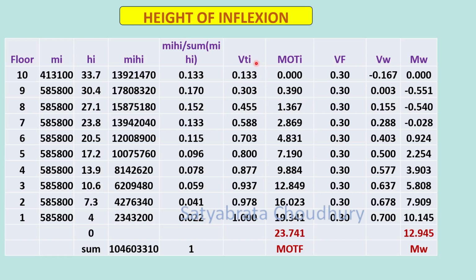total shear in the different floors, relative shears. These are not true shears, relative shears, because these are the relative forces we have placed. And the moment, how to calculate, we have discussed in previous video. The shear carried by frame is 30%, so 0.3, and so wall equals total minus frame, this much. And wall moment, how to calculate, we have discussed in a previous video. So finally, out of this table, you get the overturning moment of the frame as 23.741 kilonewton meter, and overturning moment of the wall as 12.945 kilonewton meter.